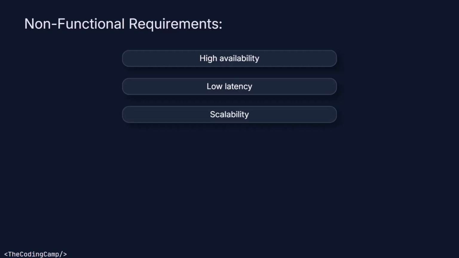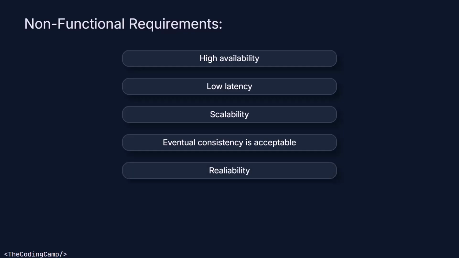Scalability, we may have hundreds of millions of users, so massive read traffic. Eventual consistency is acceptable. A new post appearing 2 seconds later is fine. Reliability, since no feed data loss is acceptable.